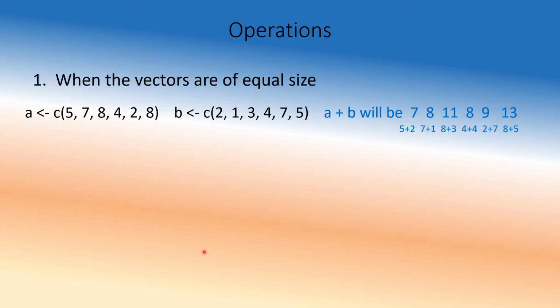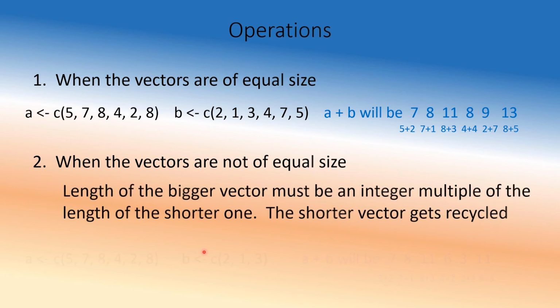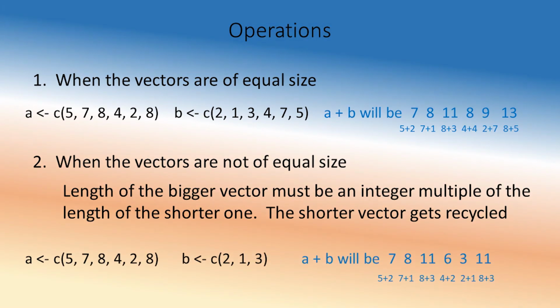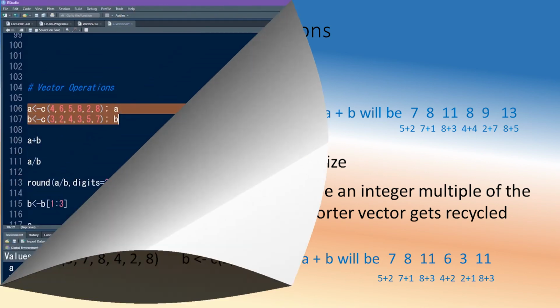What if they're not equal? Well, we can still perform the operations as long as the length of the longer vector is a multiple of the length of the shorter vector. So that's what we see here. In this case, our A is 6 and B is 3. So we simply cycle B again and again and again, like we're doing here.